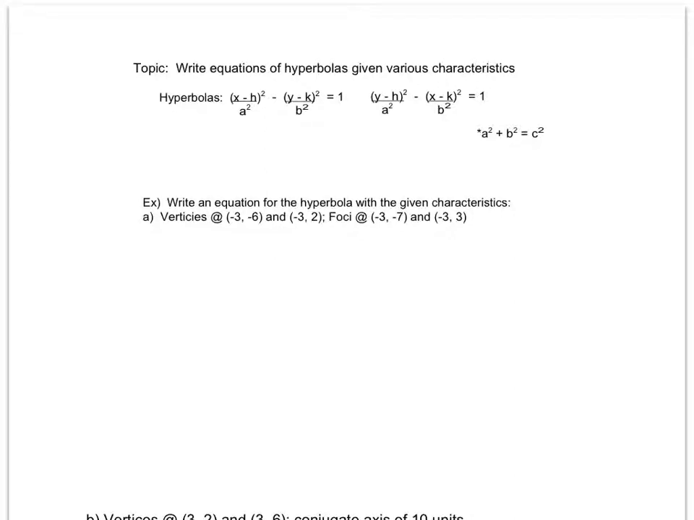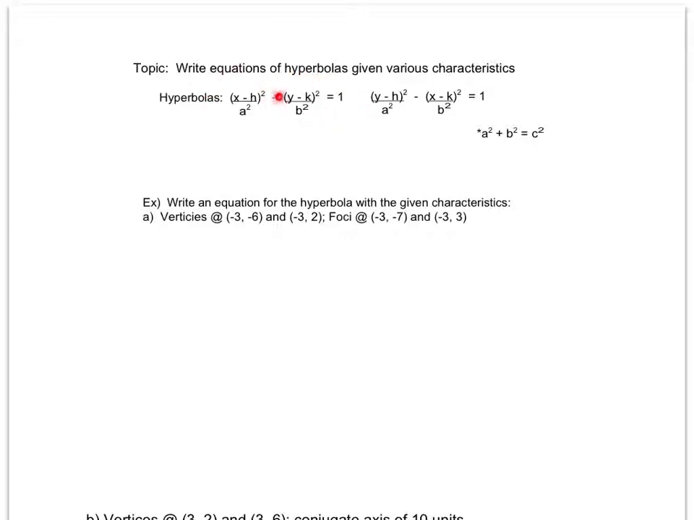Now we want to look at writing equations of hyperbolas given various characteristics. We're going to look at what happens if the characteristics we're given involve the transverse axis or the conjugate axis, the vertices, or the foci. I have the two equations here for hyperbolas.